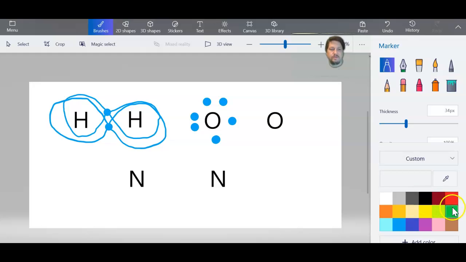I'm going to choose a different color for the other oxygen atom. Again, this is where it doesn't really matter where you put them. Just doing this for demonstration. So both of them have 6. Remember, we want to have 8 in this outer shell.